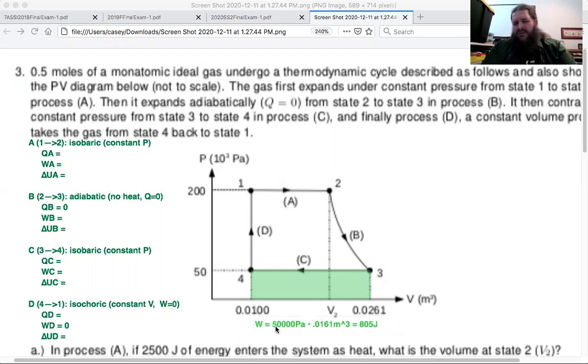Also, we need to make a decision about whether to treat that as positive or negative. What's happening to the volume during process C? It's decreasing. Yeah, volume is decreasing. If you're compressing this gas, are you doing work to the gas, or is the gas doing work to its surroundings? Yeah, we're doing work to the gas by squeezing it into a smaller space. Work is entering the gas, so we'll treat that as a positive value. So that's the work for C: positive 805 joules.